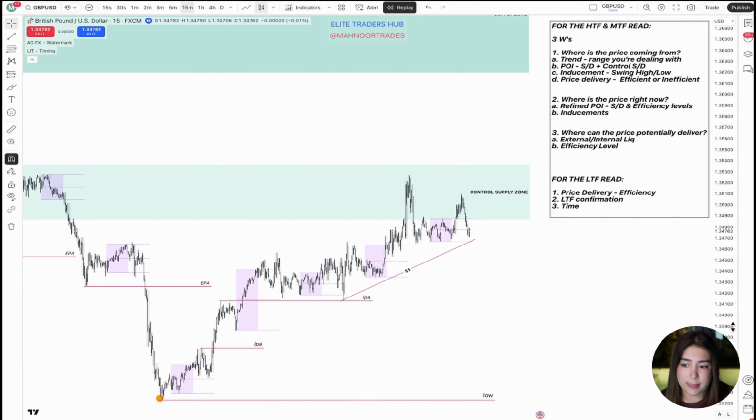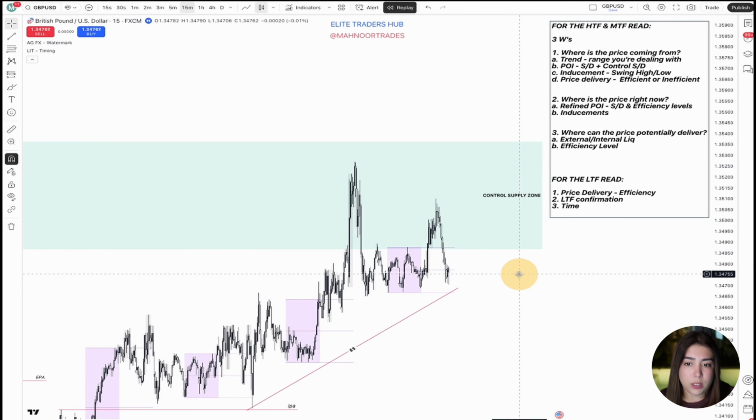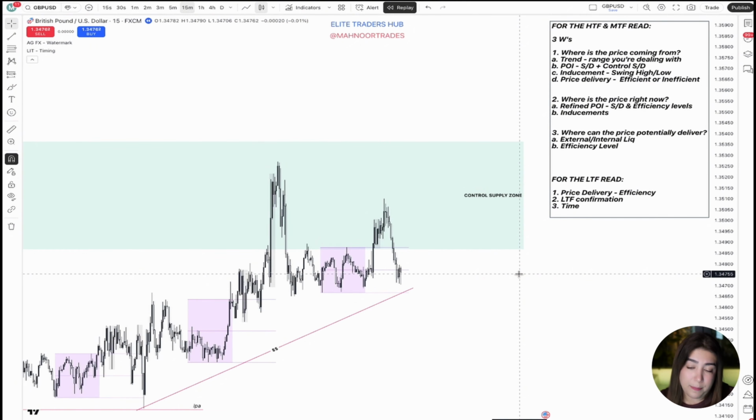What I mean by that is you want to look at zones where you want the price to tap into before you wait for your confirmation, your lower time frame confirmation, your entry model. Whether you're bullish or bearish, you want to mark a zone. That zone could be in the form of a supply or a demand, a control supply or control demand. It could also be in the form of an efficiency level. We've already established that price delivery, which contains efficiencies and inefficiencies, is an integral part of the plan.